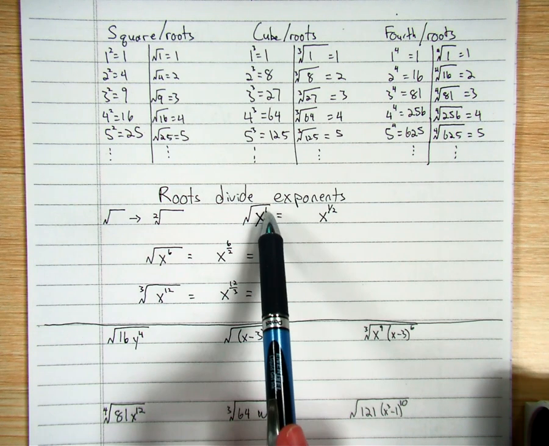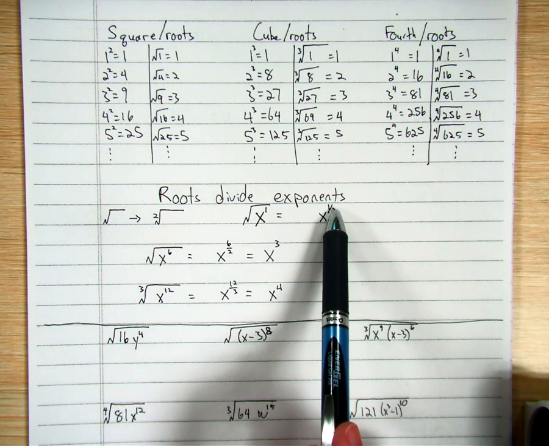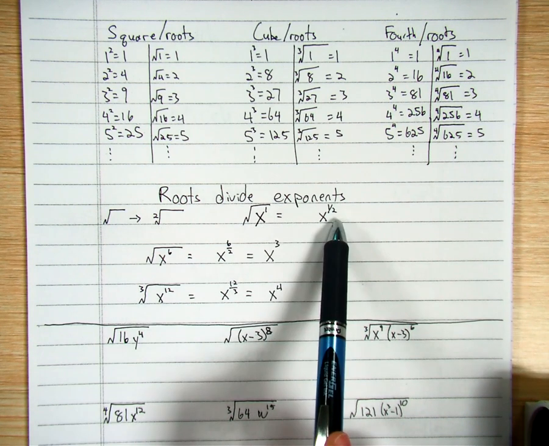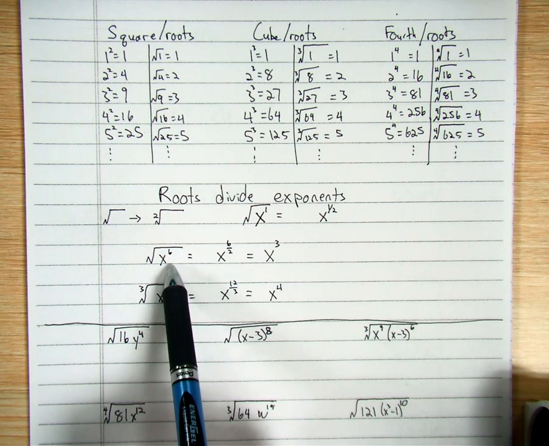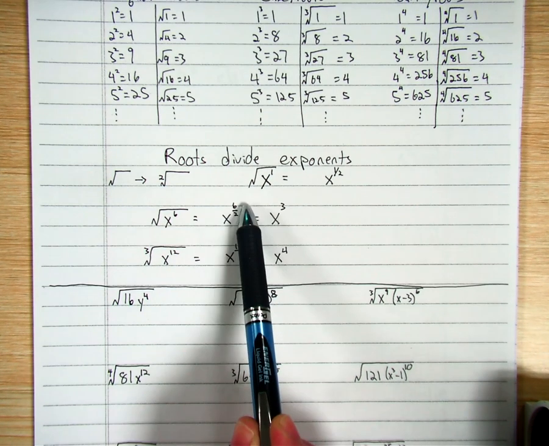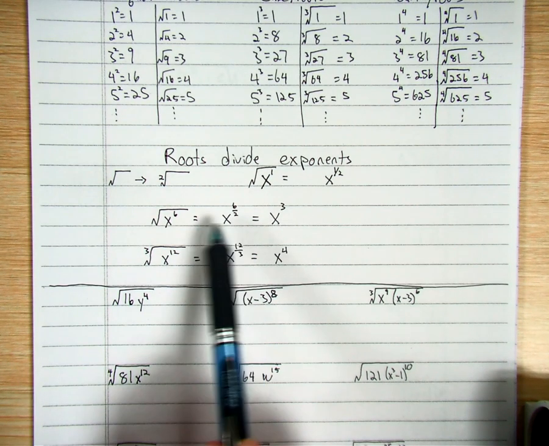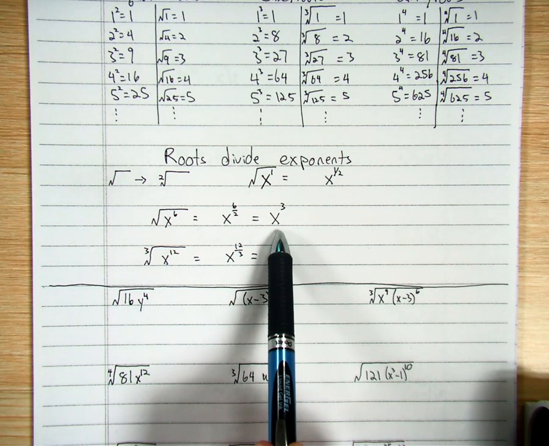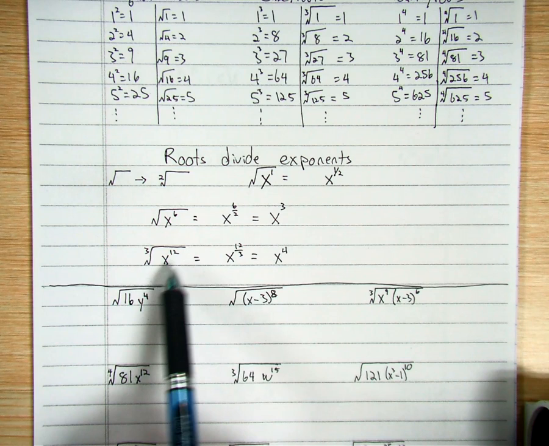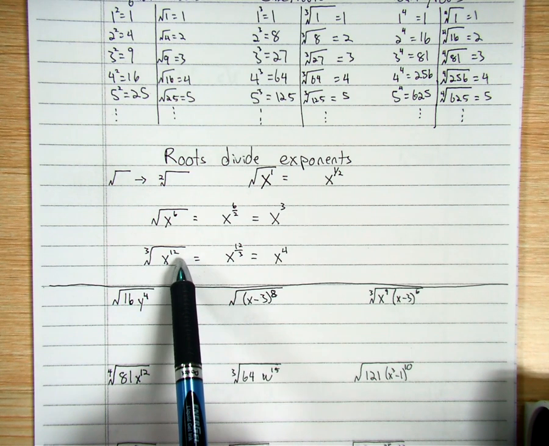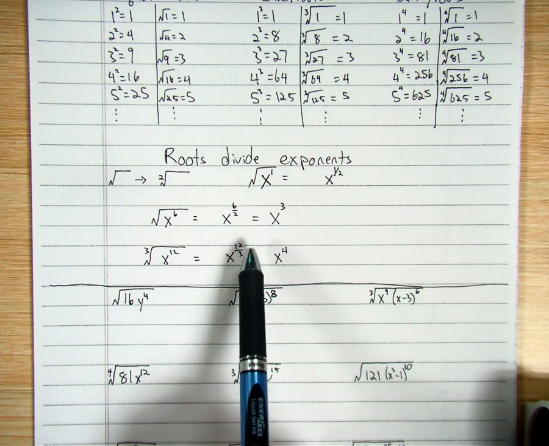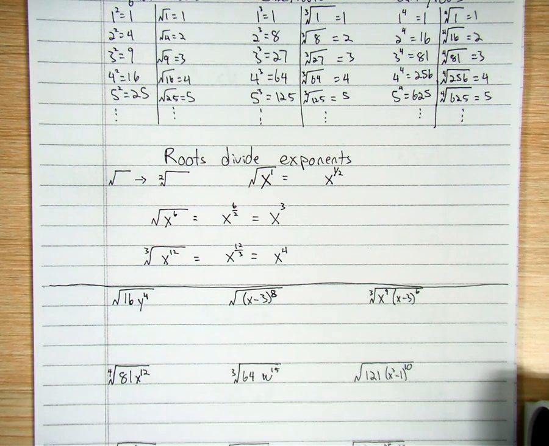So you're going to take the power number divided by the root number. So for the square root of x to the 6th, we're going to take that 6th power and divide it by 2, and that's going to simplify to x to the 3rd. For the cube root of x to the 12th, take your power, 12, divide it by 3. We'll have 12 over 3. That's going to be x to the 4th.